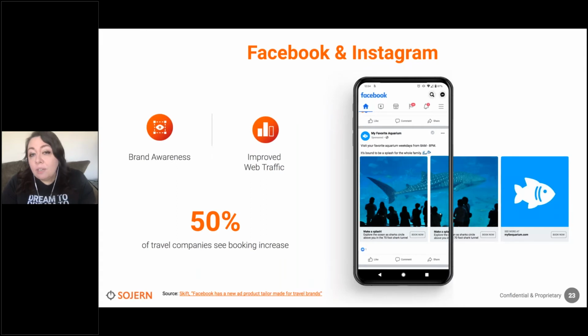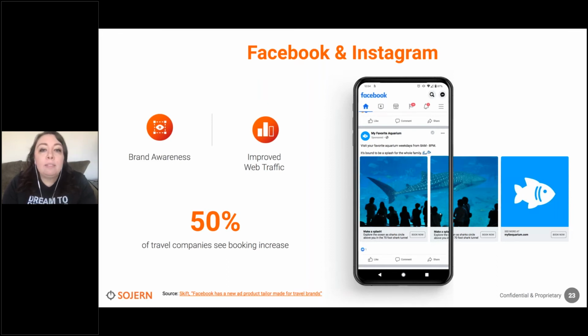And then similar to native ads, Facebook and Instagram ads can flow right into a traveler's social media feed, blending in with posts from their friends and family. By regularly showing up in travelers' feeds and allowing them to interact with your brand, it creates a sense of credibility and an eagerness to listen to what you have to say.